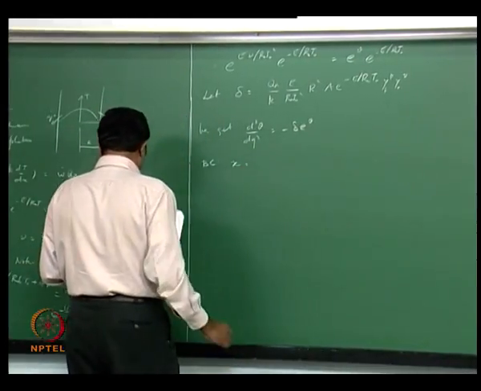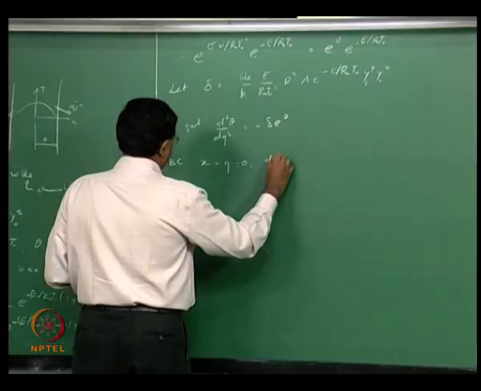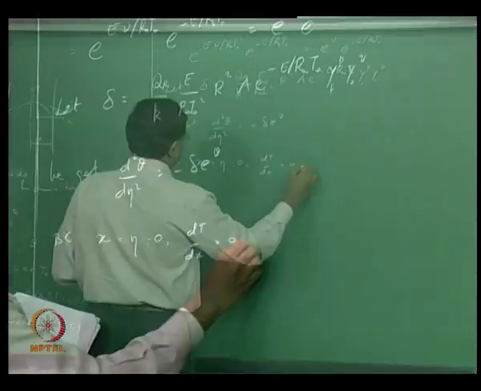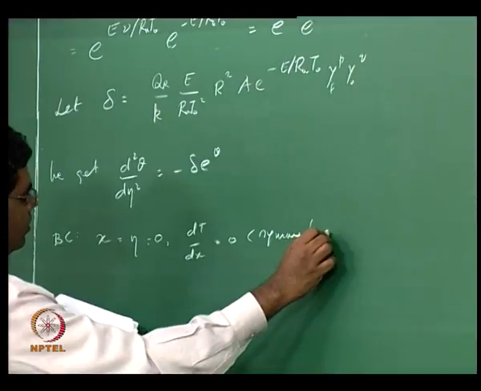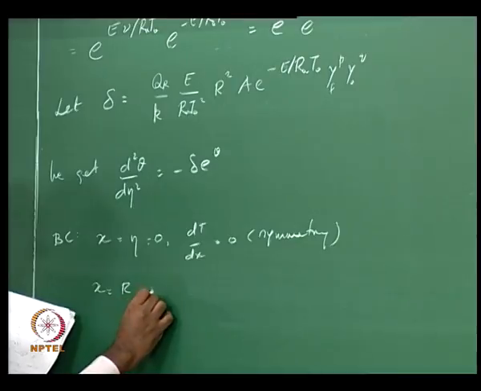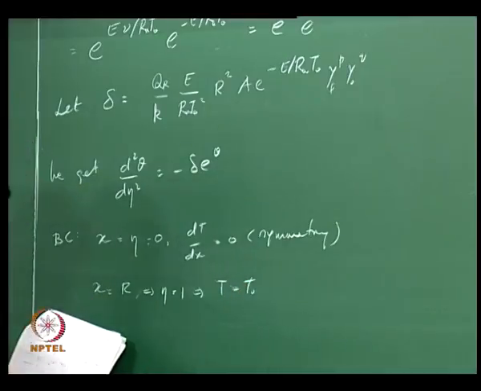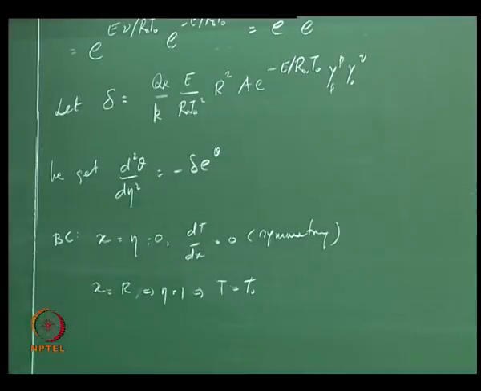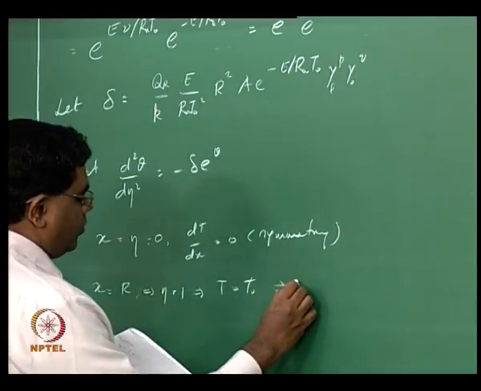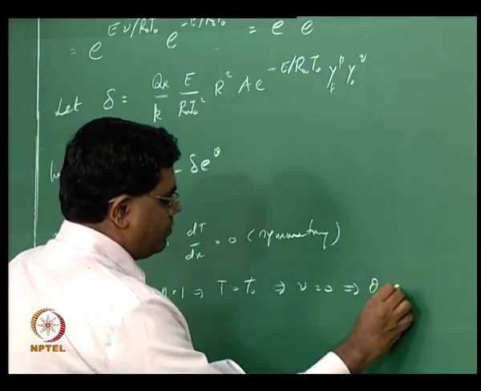So for the boundary conditions, in our new coordinates, at eta equal to 0, we have to suppose that dT over dx equals 0 by symmetry, and at x equals R, which implies eta equals 1, we have to have T equals T naught. If T is equal to T naught, then nu equals 0. If nu is equal to 0, then theta is equal to 0, right? Theta equal to 0.